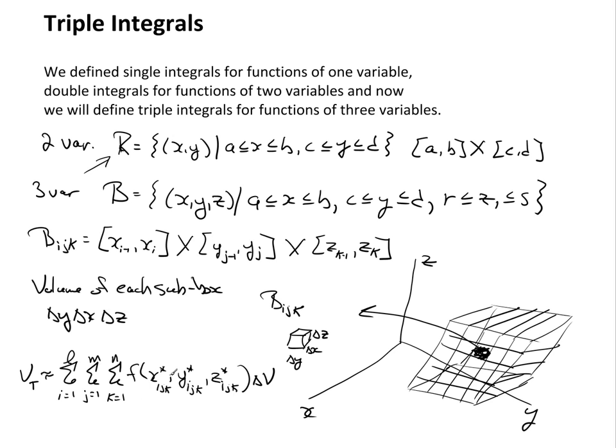delta V. Remember, this asterisk notation simply means I can pick any point in there. So it's a sample point. We say this is the sample point in box i, j, k.